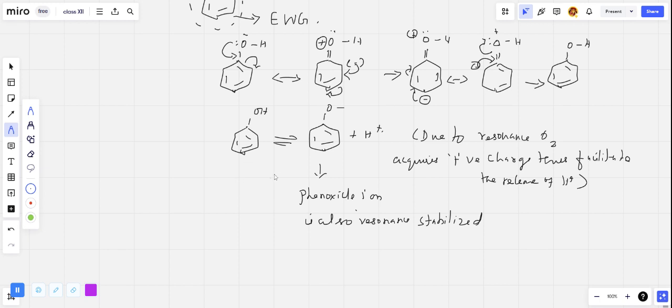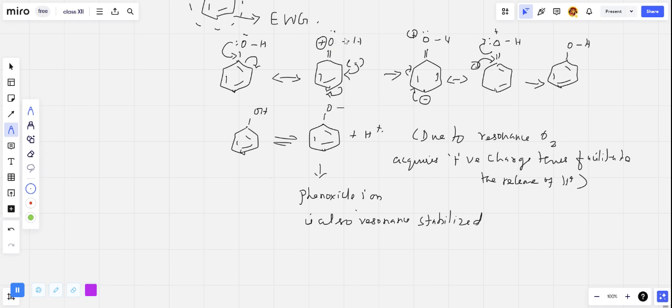Understood? So, due to the higher electronegativity of the sp2 hybridized carbon of phenol, the electron density decreases on oxygen, so it has a positive charge. This increases the polarity of the OH bond. The oxygen is more electronegative, so what will happen? It will pull the electrons from hydrogen.